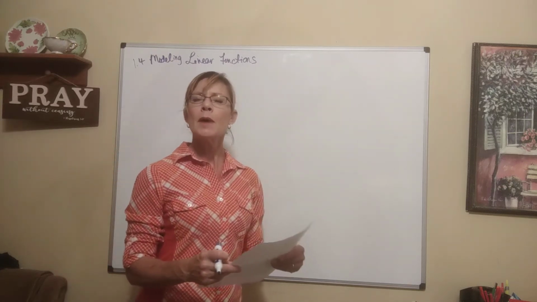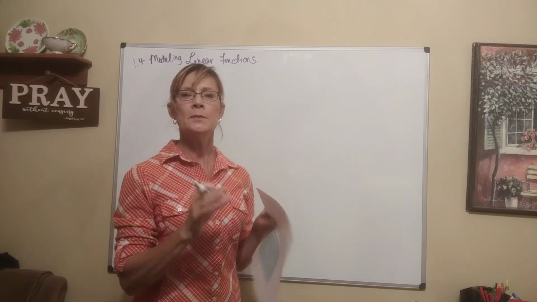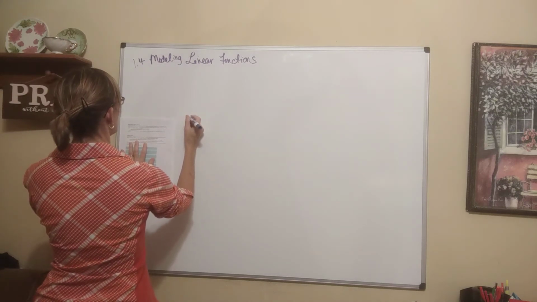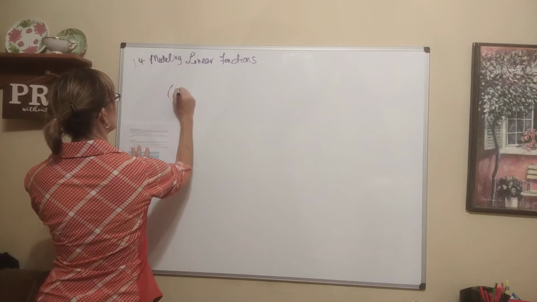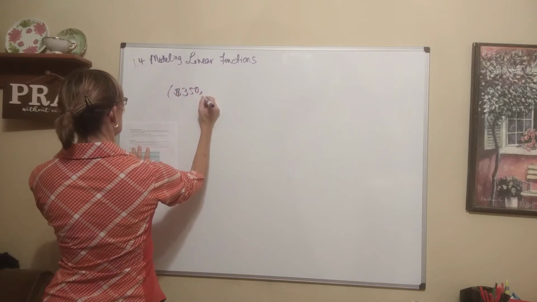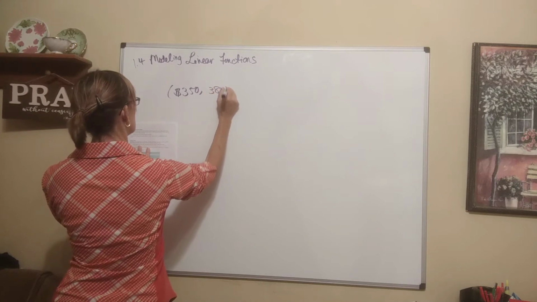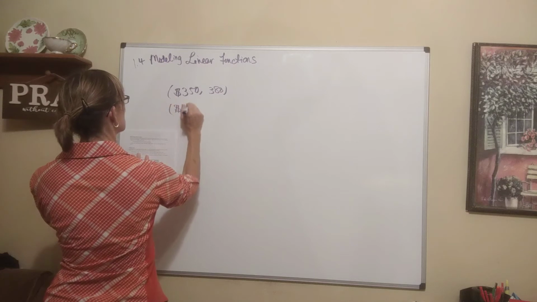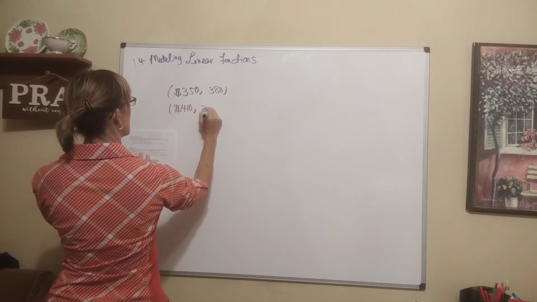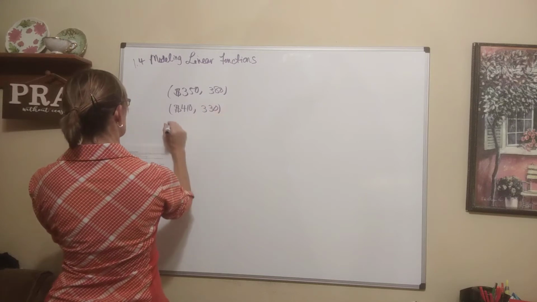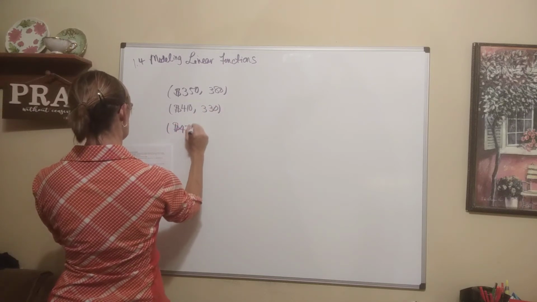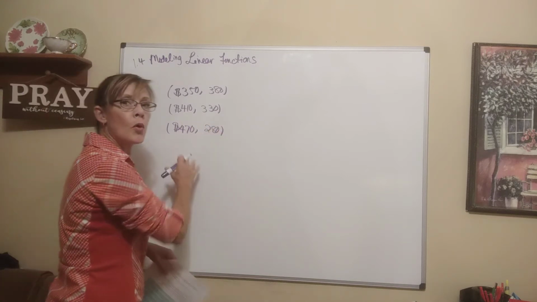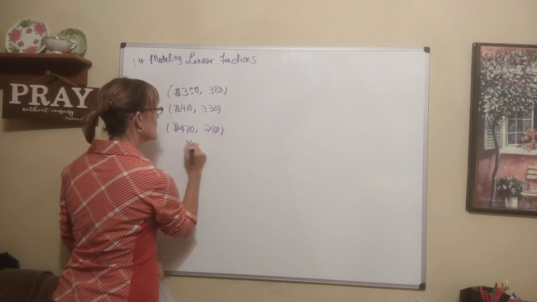So when you read this problem, you kind of hear some data points being given out. And here is what I hear. I hear that if they charge $350 a ticket, then they sell 380 seats. And if they charge $410, then they sell 330 seats. And if they charge $470, then they sell 280 seats. I hear some points. This would be my x coordinate and this would be my y coordinate.